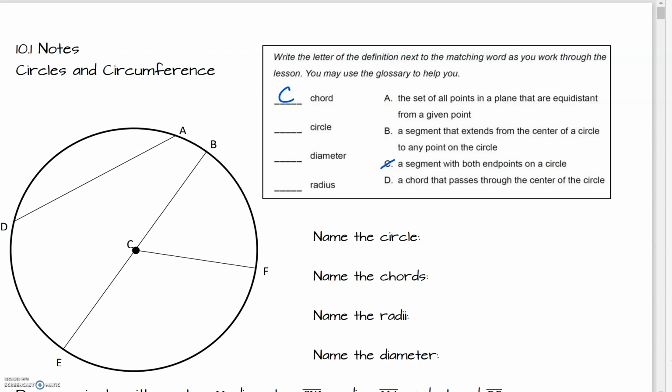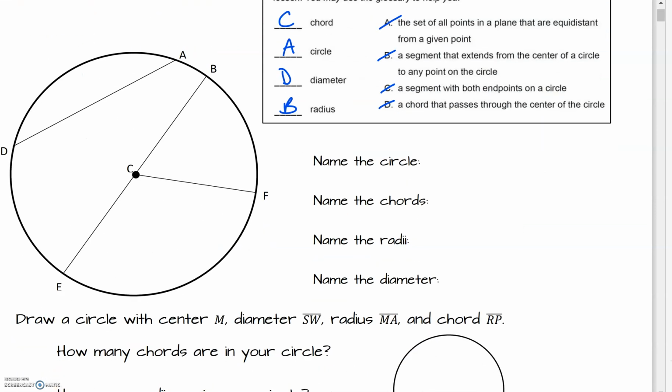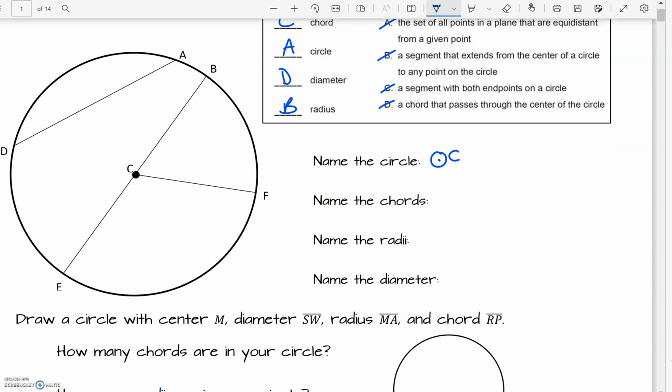So C, the circle itself, is a set of all points in a plane that are equidistant from a given point. The diameter, which you know from middle school, is a chord that passes through the center of the circle. So for example, in this picture, EB. And then a radius goes from the center of the circle to any point on the circle, and it is a segment. So naming this circle would be circle C.